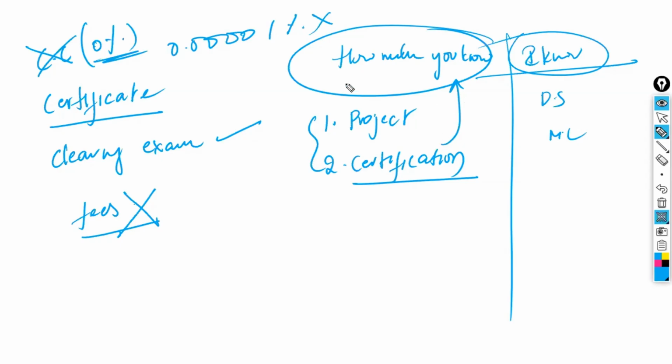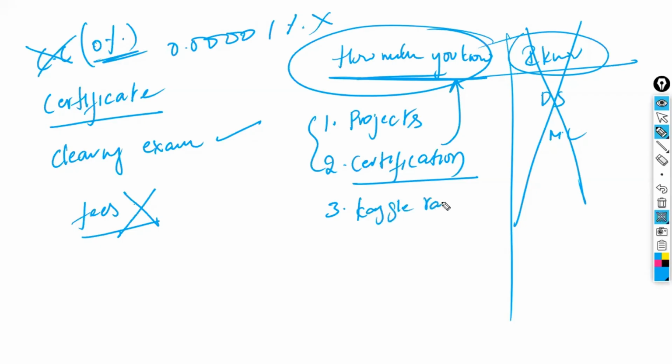So here, how much you know the content is more important. Don't focus on what I know. Focus on how much you know. How much you know is judged based on the projects, what level of projects, what type of certification you have done, and what your Kaggle rank is. If you have a good subject, then you will get a good Kaggle rank.